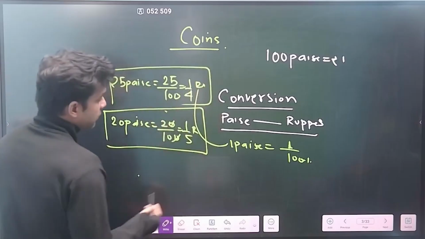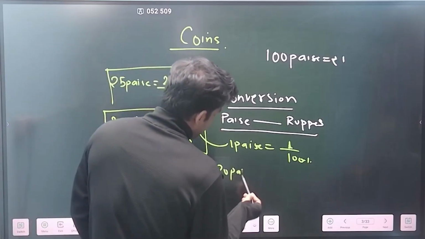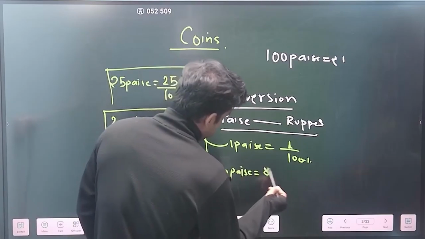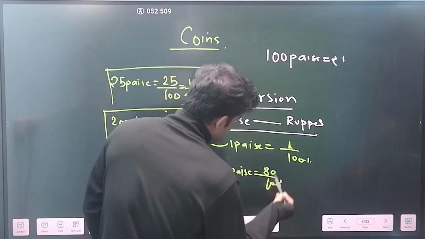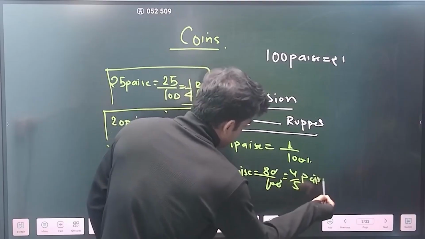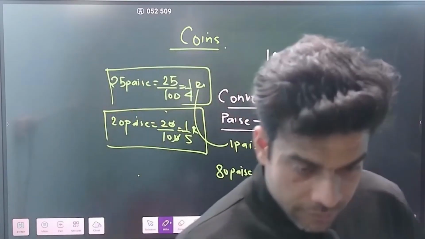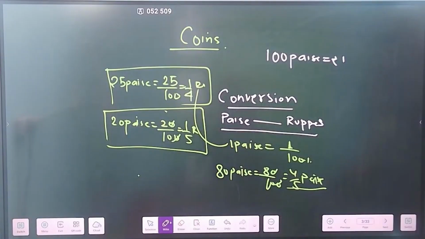If somebody says 80 paise, so 80 paise means 80 by 100, which I would say is 4 by 5 rupees. So these are the conversions which every one of you needs to understand. These are the conversions, guys. Okay, let me just say in the group.